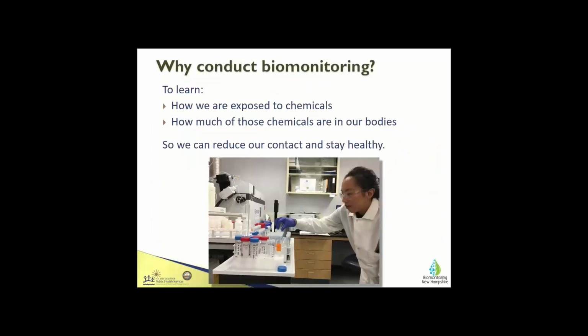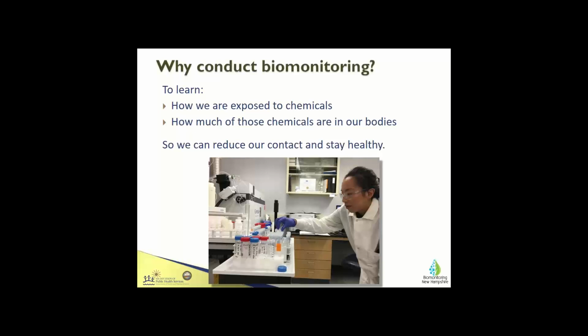So biomonitoring can tell us whether people are more at risk for having high levels of a chemical in their bodies, so we can take action to reduce their exposure. And just a made-up example of this is finding that a certain group of people all have very high mercury levels in their blood. And their answers to a survey from a biomonitoring study have indicated that they all ate a lot of fish caught in the same river.